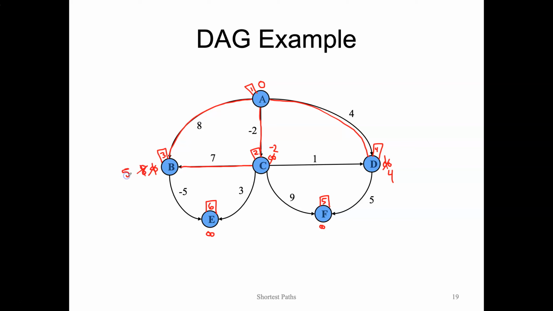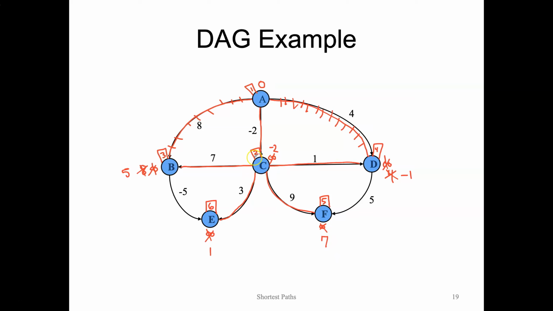So just like we did with the other algorithms, we can indicate whether we used some edge or we didn't use some edge. When we relax the edge from C to E, we find that we can get to E in a total of -2 plus 3 gives us 1. This is better than what we had before. And relaxing the edge from C to D gives us that we can get to D now in -2 plus 1 gives us -1. And this is better than the previous way we had of getting to D. And the edge from C to F, we can get to F in -2 plus 9 gives us a total of 7.